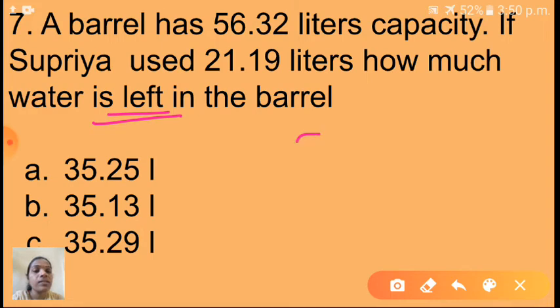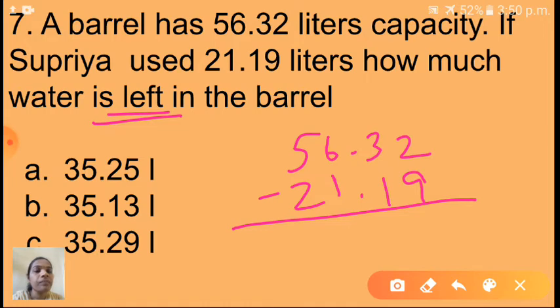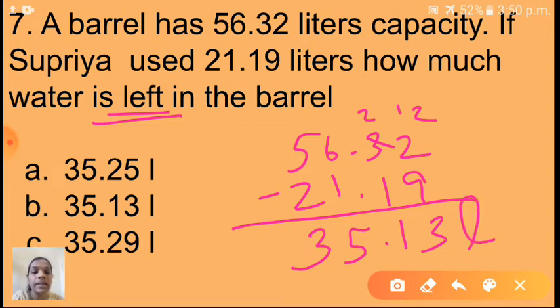See here, 56.32, used one, that is 21.19. You have to subtract. See here children. Yes, 12 minus 9, what will come? Yes, 3 will come. And here 2 minus 1, 1 will come. 6 minus 1, yes, 5. And here 3. So what is your answer? 35.13 liter. Okay, so here which option is correct? Second option, B is correct, that is 35.13 liter.